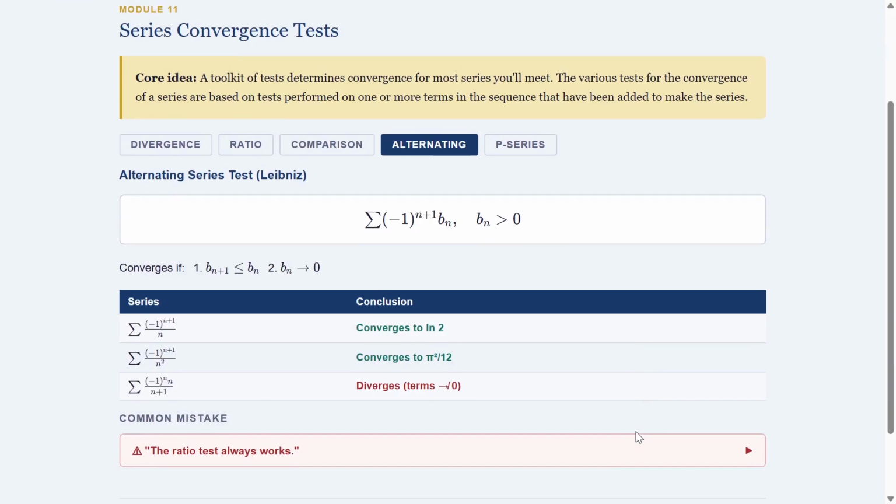And then we have an alternating series test.